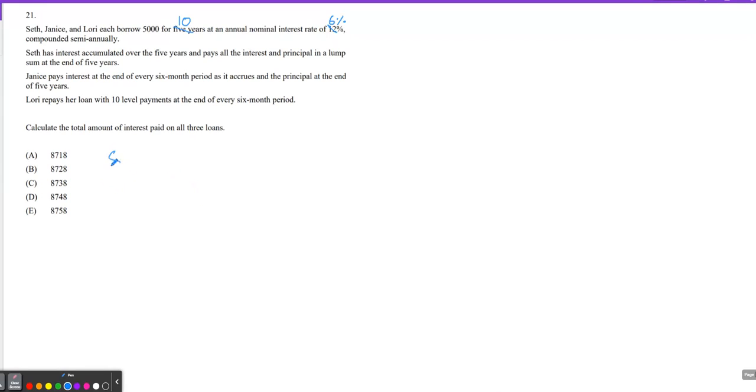So we got to break it up, Seth, case by case. So what's going on with Seth? Seth just has his accumulated value is going to be 5,000 times 1.06 for 5 years, which is 10 time periods. Okay, so it accumulates to that much. And we want to subtract 5,000 from that to figure out how much interest he pays. So the interest is $3,954.24. Okay, great.